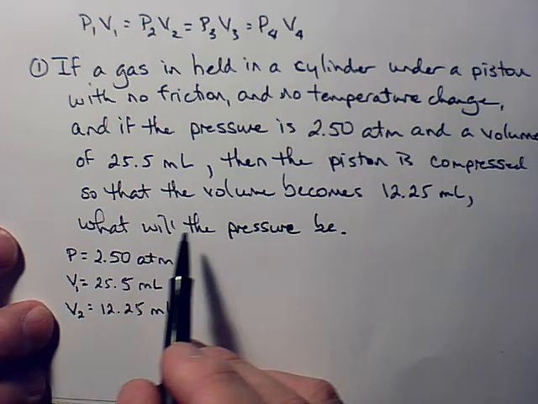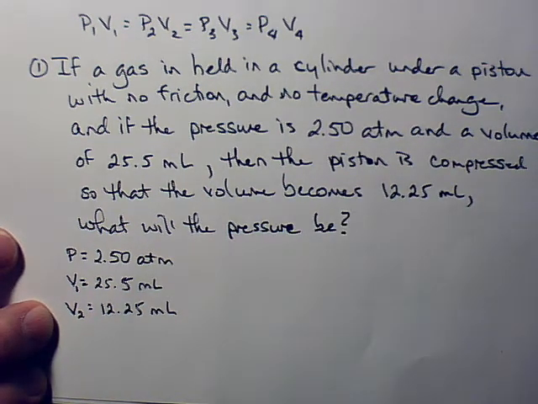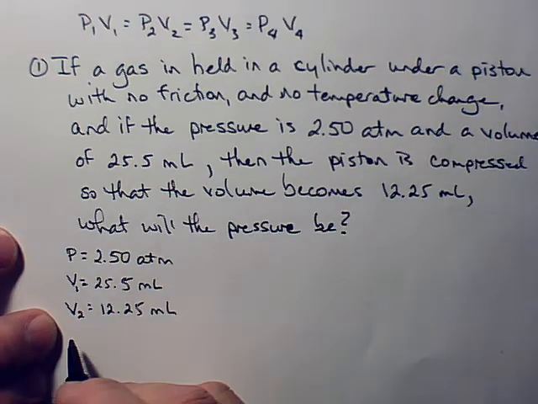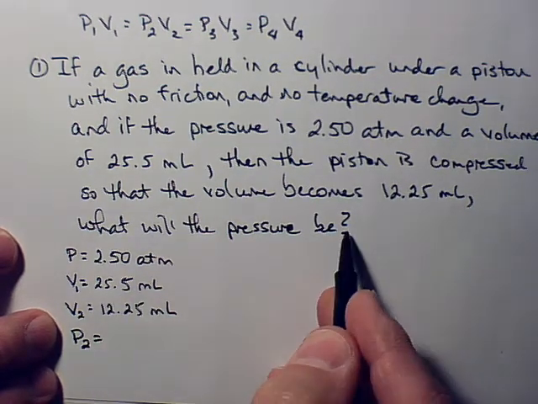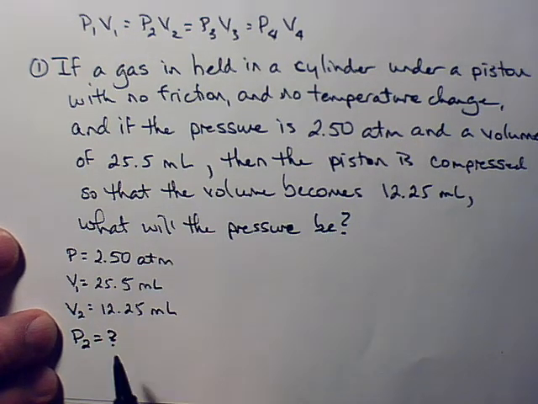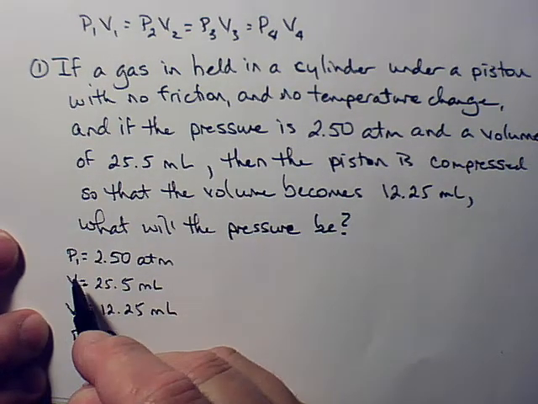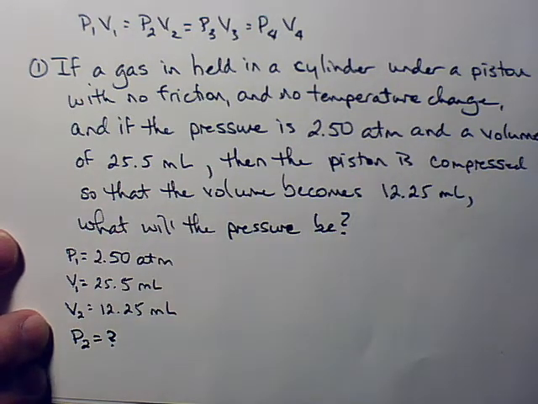And then we read, and it says, what will the pressure be? Should put a question mark there. Okay? Well, that means we need a second pressure, and we don't know what it is, so I'm going to put that question mark there. Okay? Pressure 2 is question mark. All right? So I have pressure 1, volume 1, pressure 2, volume 2.